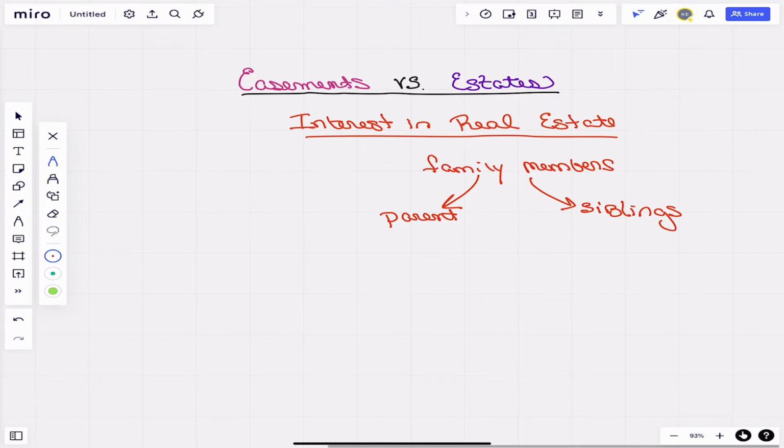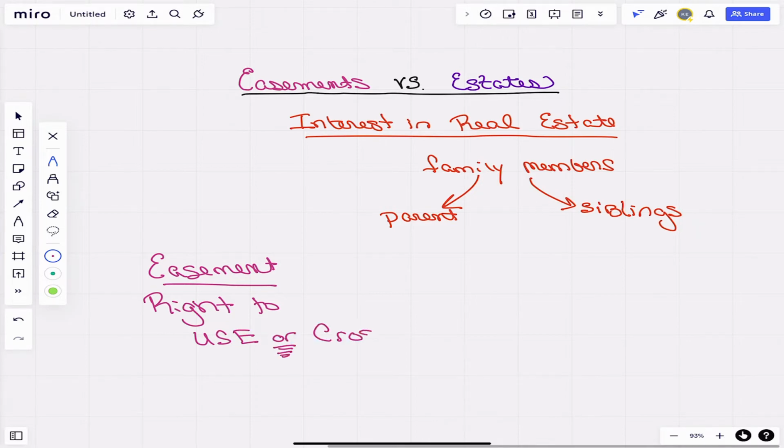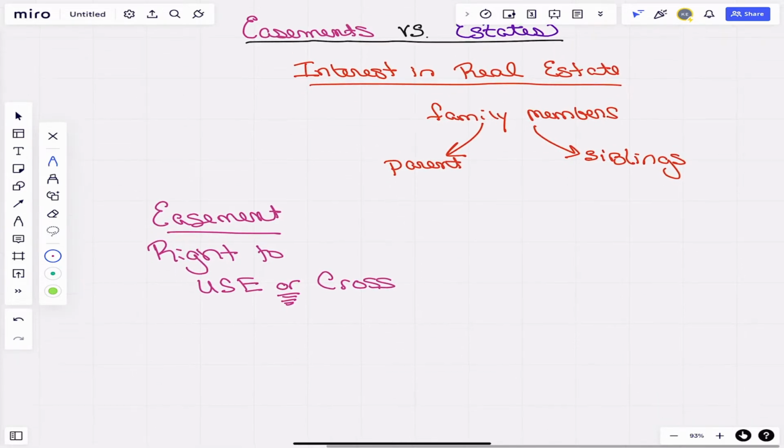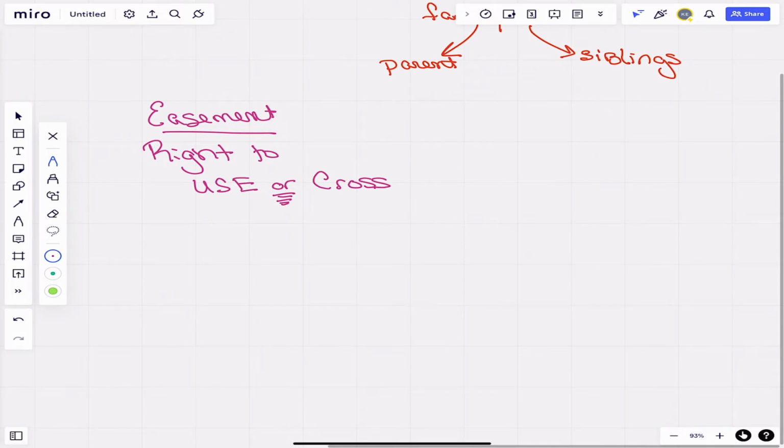So let's talk about an easement first. An easement means that you have the right to cross somebody's land or to use somebody's land. So let's go here, easement. It means somebody has the right to use or cross somebody's land. And I know as we study, a lot of times people go, oh, yeah, an easement. And a lot of times we think of appurtenant easements.